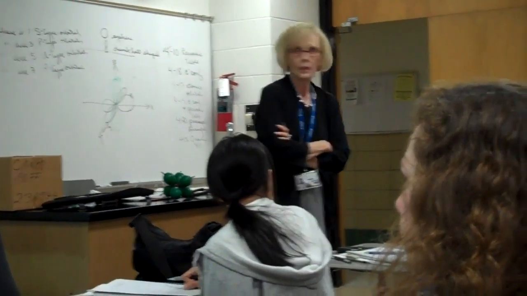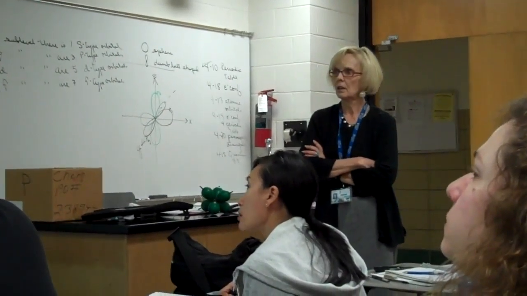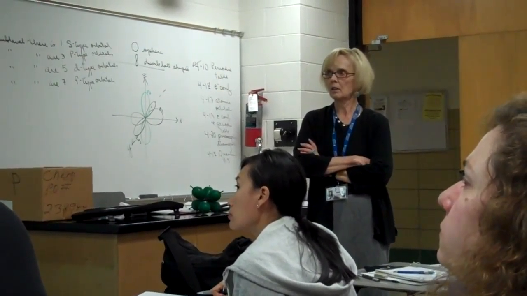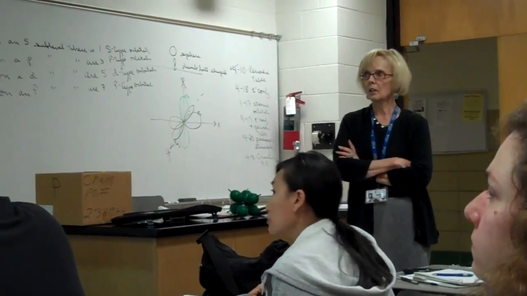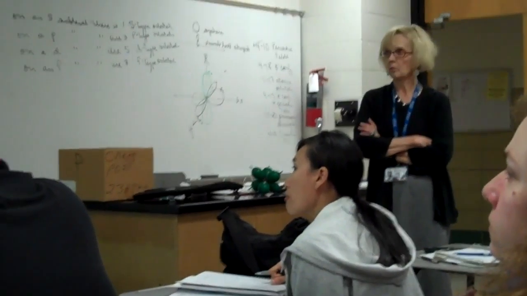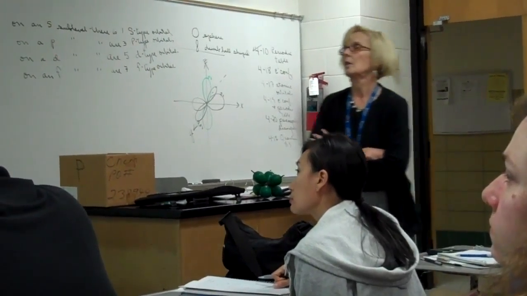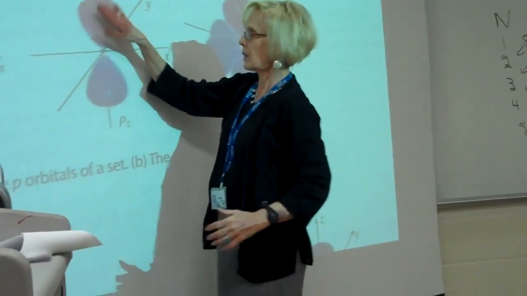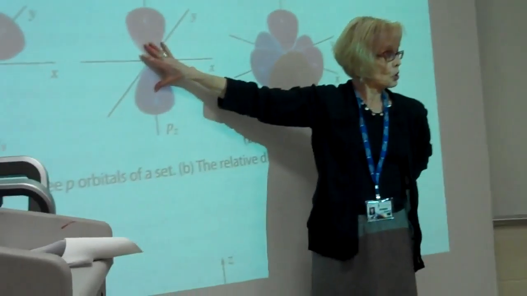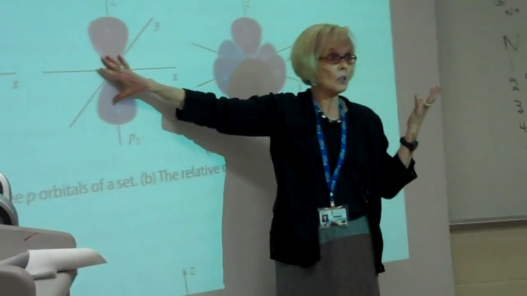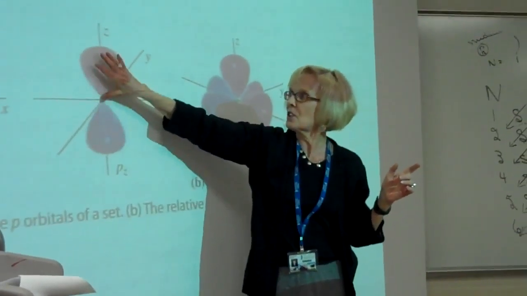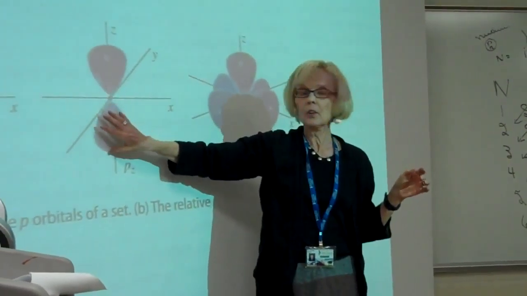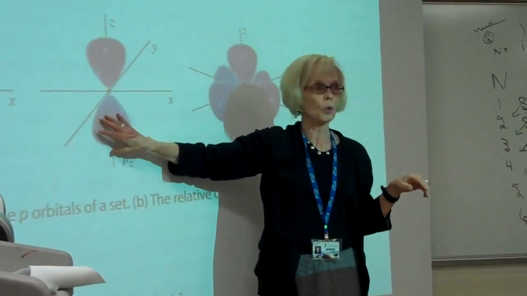Since there's two shapes, I guess, to a P orbital, could 2 electrons be on one side and none on the other? Yep. All we know is there's a high probability that up to 2 electrons, it doesn't have to be 2, it can be empty. But you could have 2. They could both be up here, they could both be down here, or one up here and one down there.